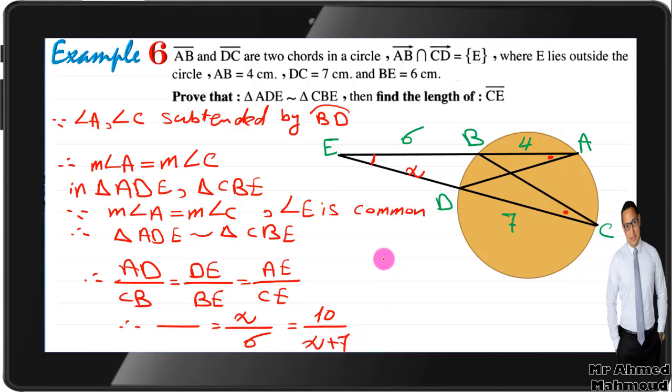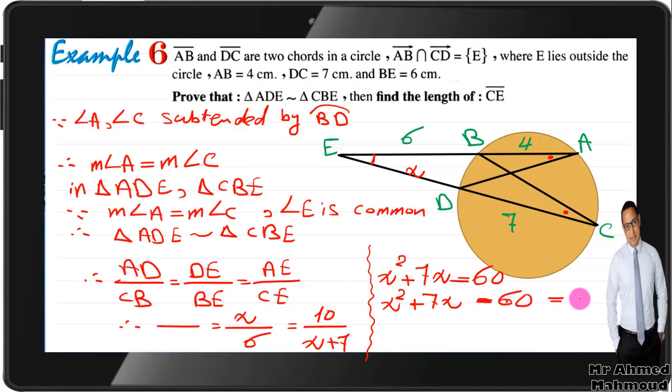So, I am going to make a cross multiplication. X times (X plus 7) equals 10 times 6. X times X equals X squared, X times 7 is 7X, equals 10 times 6 equals 60. Because we have a second degree equation, I'm going to send 60 to the left side. So X squared plus 7X minus 60 equals 0.